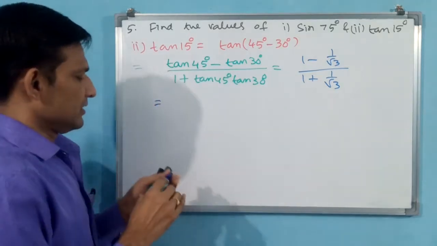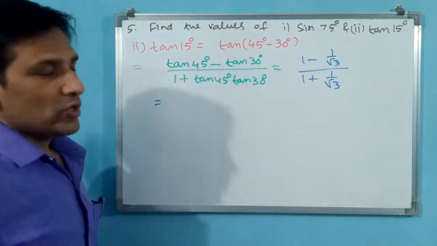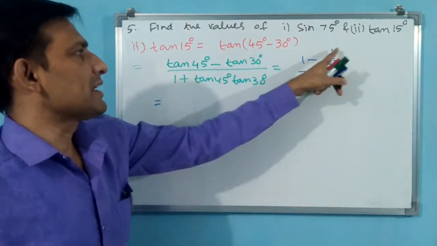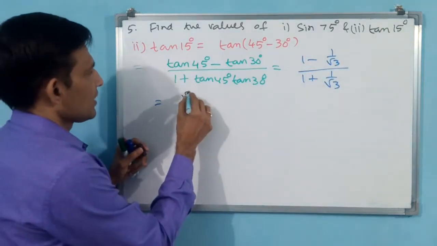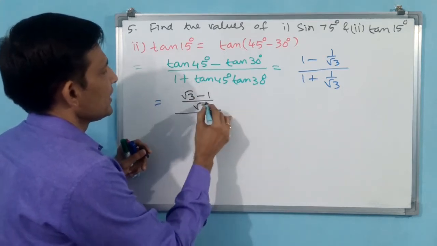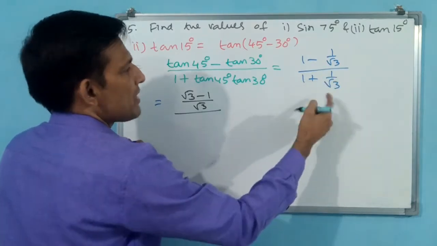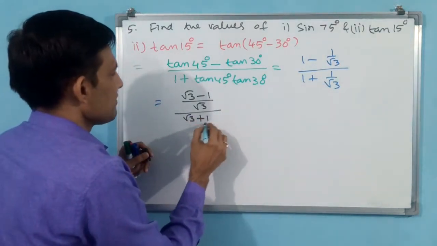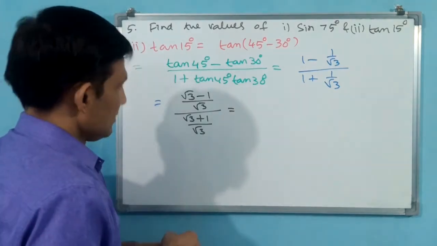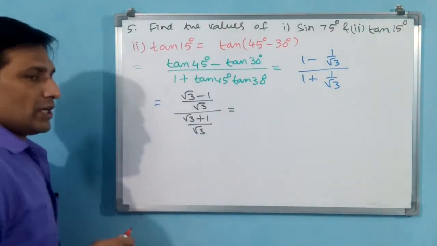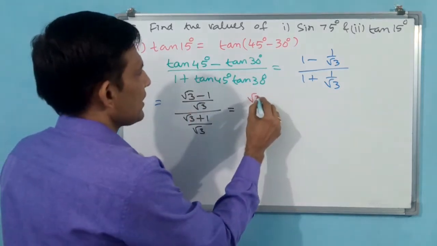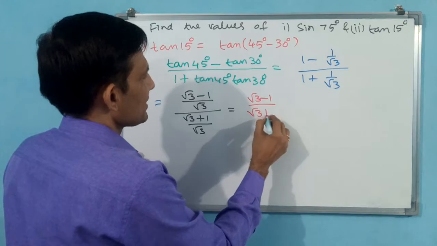Okay. Now what you do? You do cross multiplication. Root 3 minus 1 by root 3 over root 3 plus 1 by root 3. Okay? This way you have to convert. You see, now both denominators, root 3, are going to get cancelled. Root 3 minus 1 by root 3 plus 1.